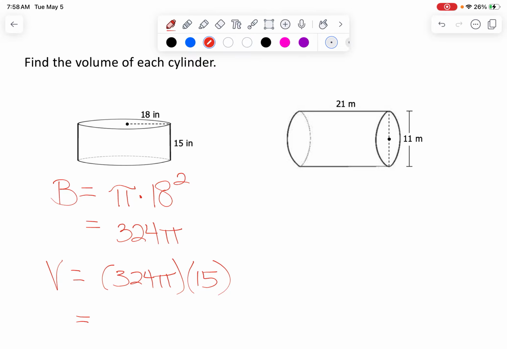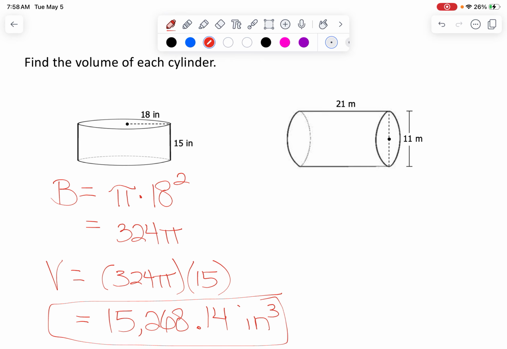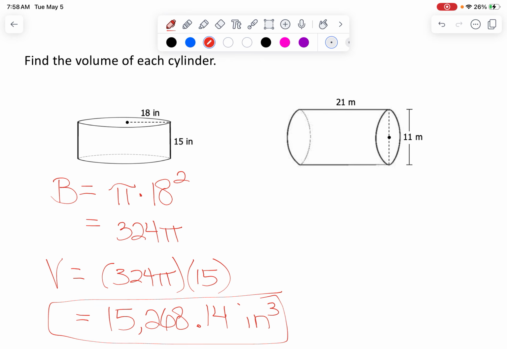So it should be a pretty large number. Let's take a look. I'm going to do some calculator work here. And I got 15,268.14. And then again, this is cubic units, so cubic inches in this particular case.